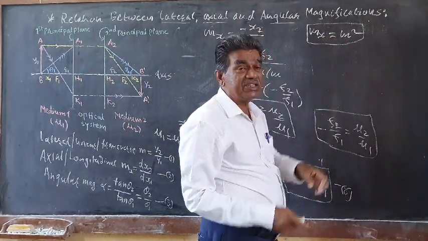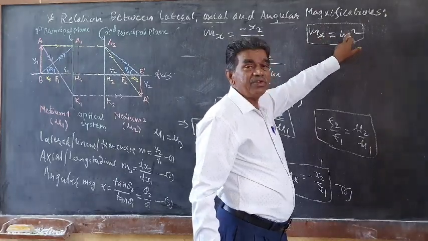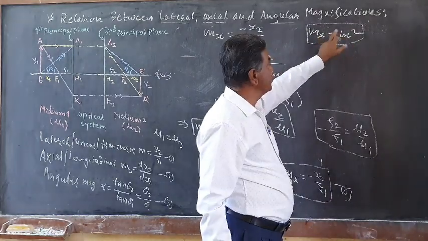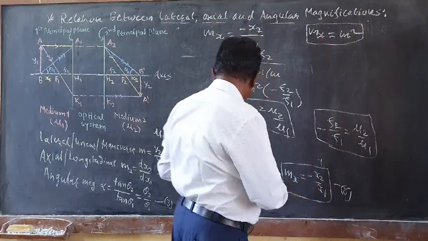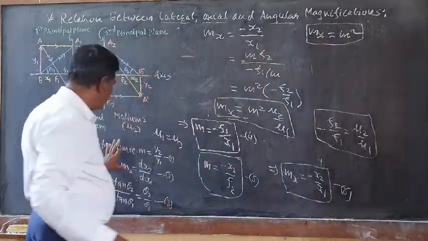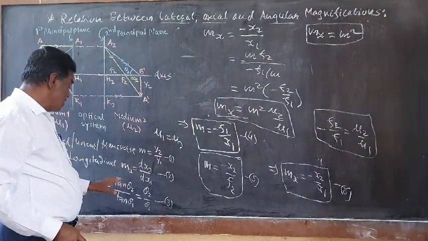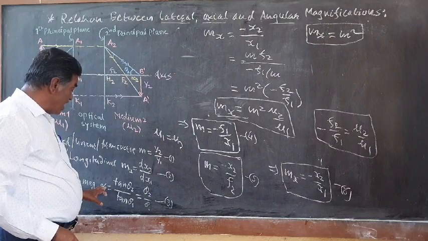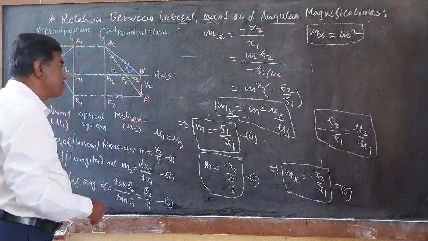From this equation it is seen that the axial magnification is the square of the lateral magnification. M is the lateral magnification, so the axial magnification is always equal to the square of the lateral magnification. So this is the relationship between m and mx: mx is always m square. So remember. Now we will find out the value of alpha, and then we will take the relationship between all these three angular magnifications.